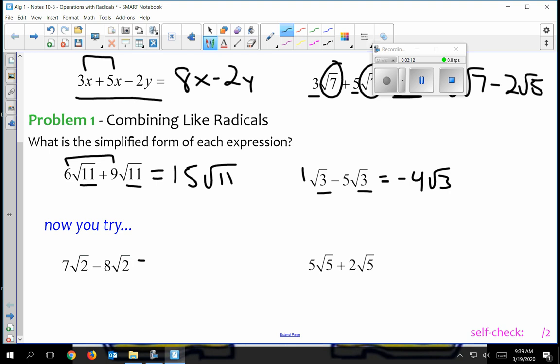So obviously I can put these together because the radicals are the same. I'm going to get a negative answer because the 8 is bigger than the 7, so negative 1 square root 2. Over here, the radicals are the same. They're both square root 5. And I can put the coefficients together, 7 square root 5. Okay, so those should be pretty easy for you. They're all the same, so I didn't have to think too much there. Just being careful with our signs and stuff like that.